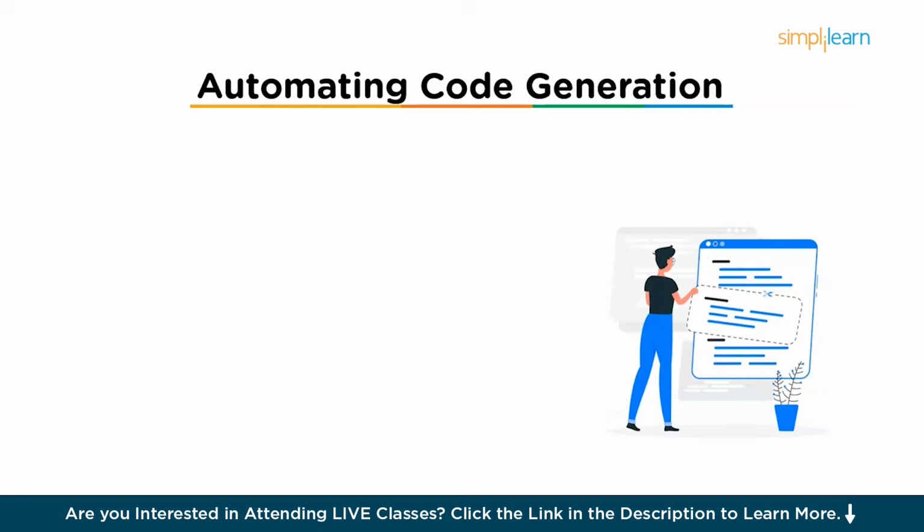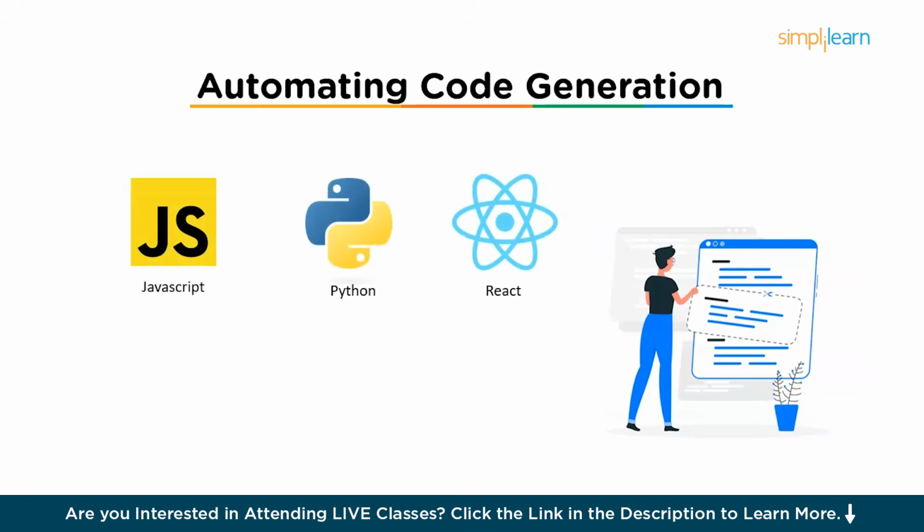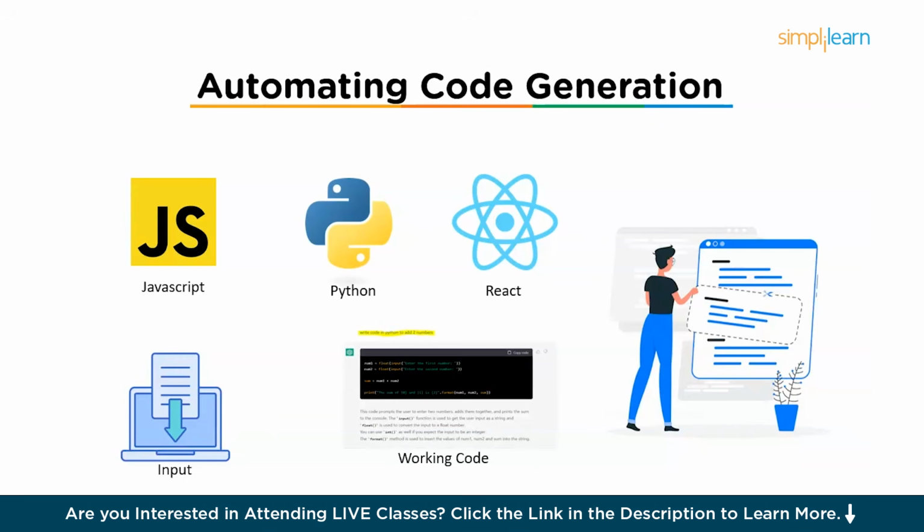The first one we have is automating code generation. ChatGPT can generate entire code snippets for front-end and back-end development. It supports multiple languages and frameworks like JavaScript, Python, React, Angular, Node.js, and Django, making it a powerful tool for writing web application components. Developers can simply input a requirement and ChatGPT provides working code along with explanations.